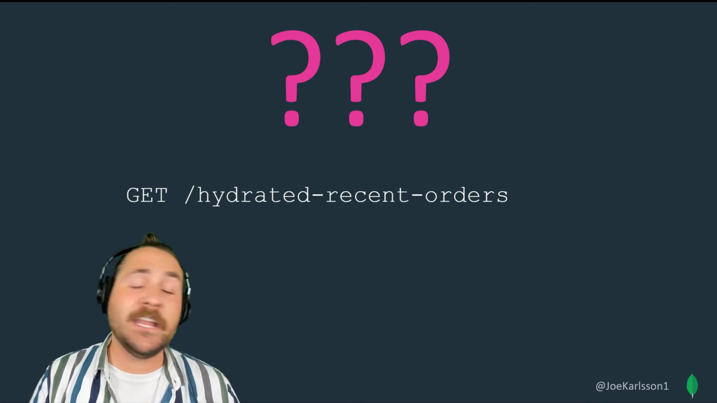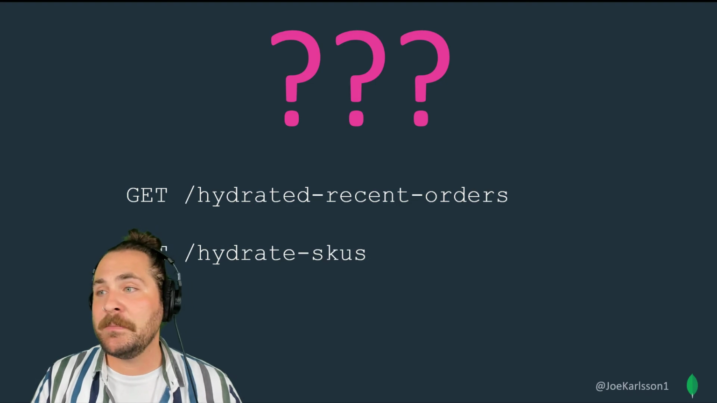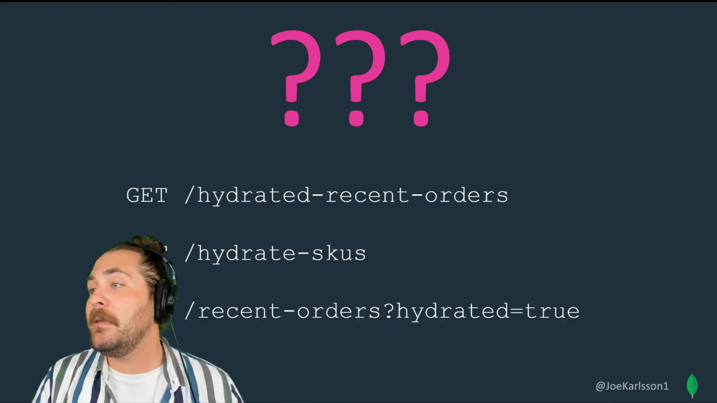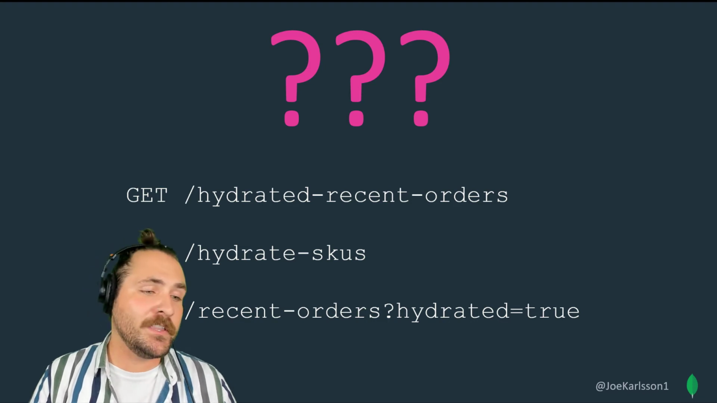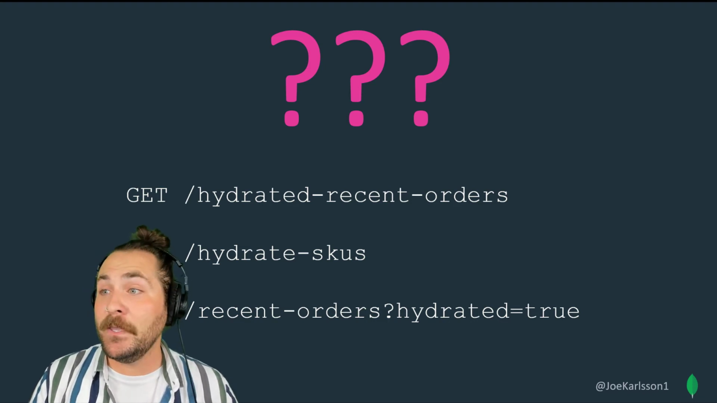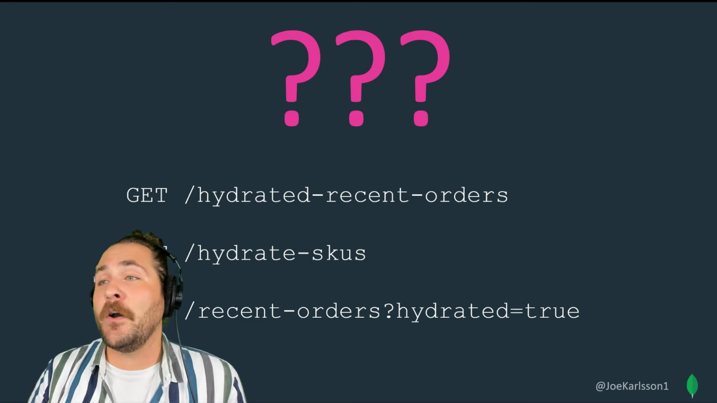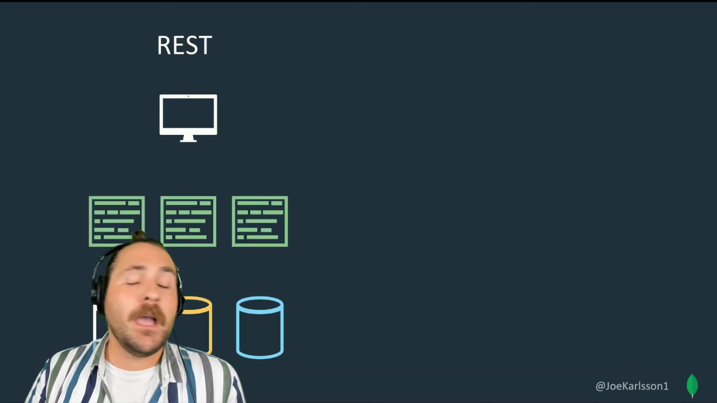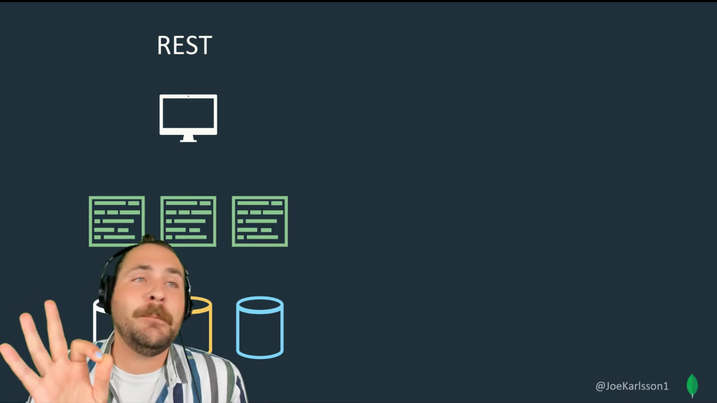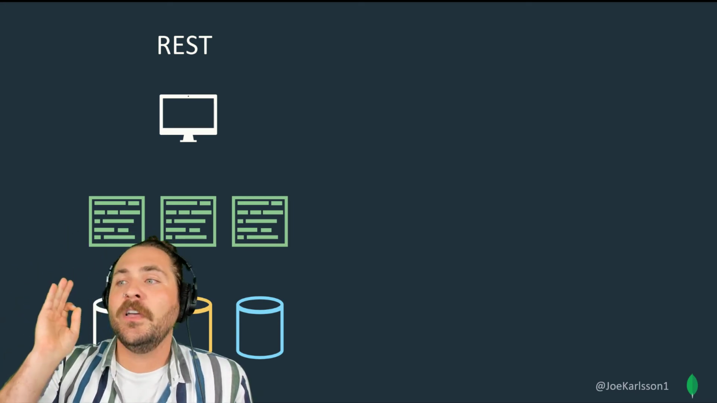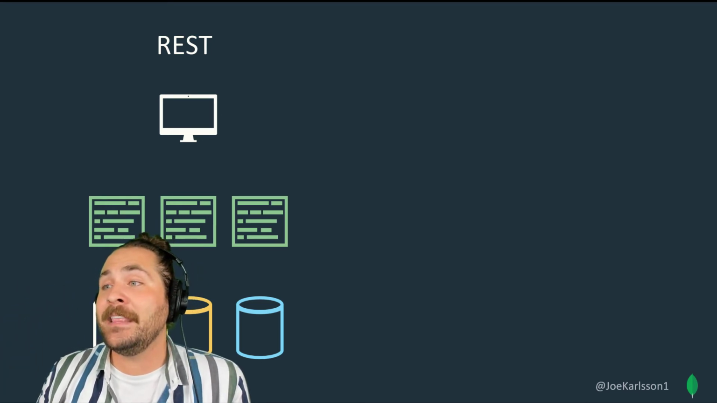You could do a brand new endpoint, get hydrated recent orders. Cool. Maybe you can call it something else, hydrated SKUs. Maybe you have a query at the end of your existing one that shows whether it's hydrated or not. Maybe you put a little option in the header. There's so many ways you could possibly do this, right? But the point I'm trying to make, though, is with REST APIs, there's no one standard for updating and changing and mutating your existing APIs. And it tends to be a pain in the ass.